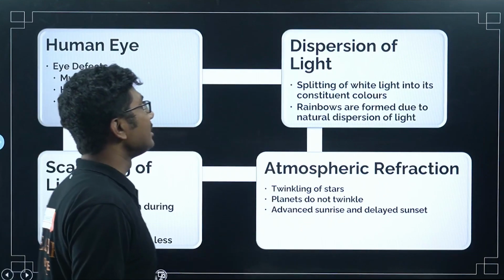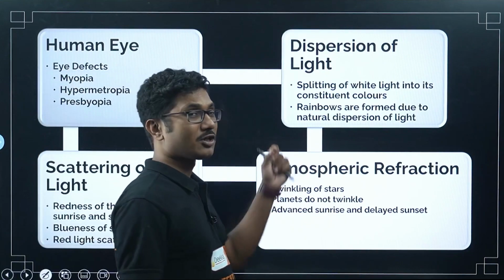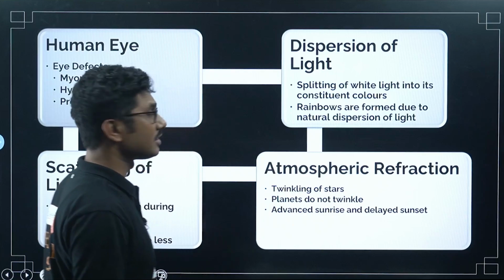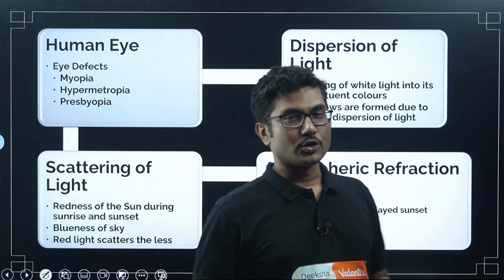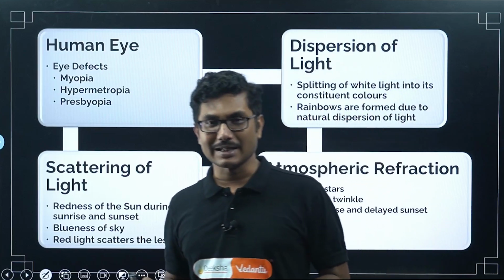Now another part is dispersion of light. Dispersion of light is the splitting of light into its constituent colors. Rainbows are formed due to natural dispersion of light. So we will discuss everything in today's lecture, today's video.